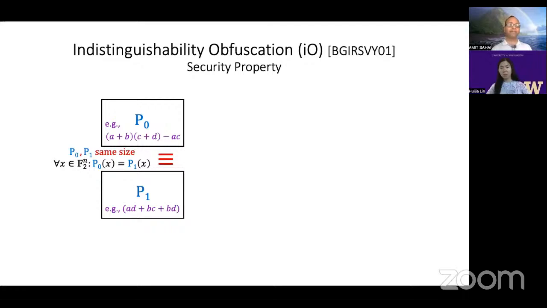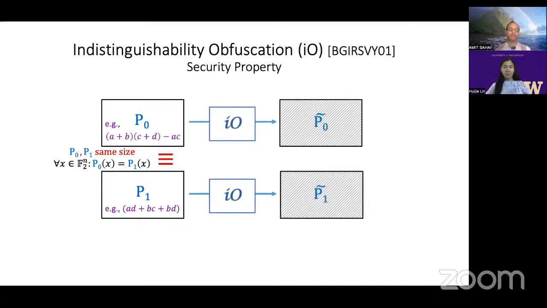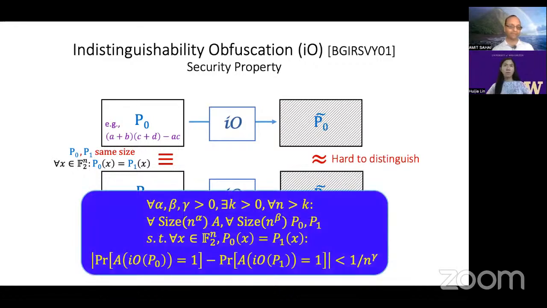Okay, and then these are both passed through the IO transform. And what the security property states is that the resulting distribution of programs, p0 tilde and p1 tilde, are hard to distinguish for any efficient adversary. Okay, and we can define that very precisely as written here. I'm not going to go into the details of this. You can pause and look at it later if you'd like. But again, what it's saying is that every polynomial time adversary can't distinguish between IO of P0 and IO of P1, except with negligible probability.